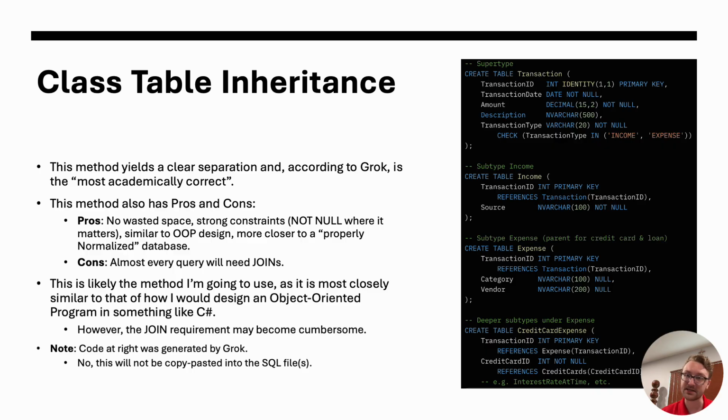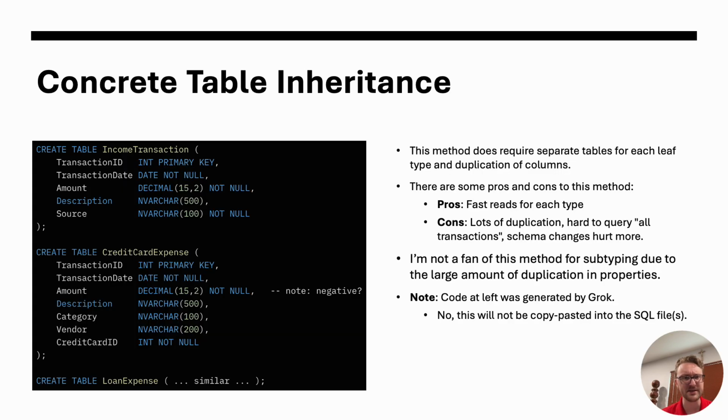So that is something to keep in mind with this table, and that is one advantage that the single table version has over the class table inheritance method, and that is for the single table, it's really stupid easy to write the query, and it's very fast. This will require the use of joins, but I still think that this is probably the method I'm going to go with.